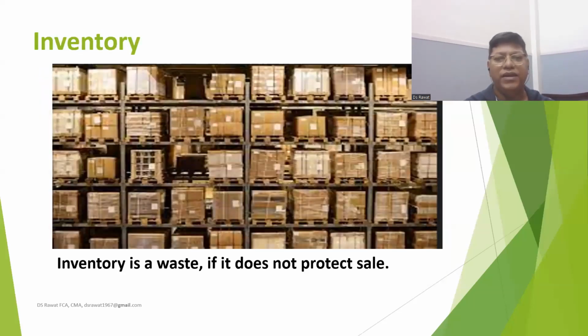Next example is the inventory. Why should we keep the inventory? If it is a JIT system, then inventory will come to the shop floor, not in the warehouse. And I have seen cases where, even when there was inventory, production was not happening because a particular material required for the production was not available. Other materials are available. Then what is the use of this inventory, if it cannot protect the sale?